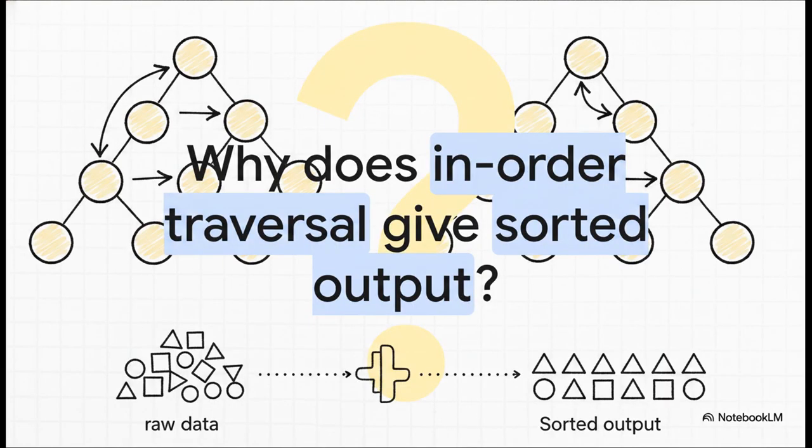As we finish up this explainer, I want to leave you with a provocative thought to chew on. Why does in-order traversal give sorted output? Challenge yourself to reflect on the elegant mathematical logic we've explored today. Think about how that single, incredibly simple rule about left and right creates perfect, hidden order out of a pile of raw, unsorted data.